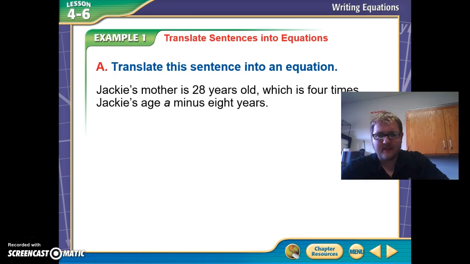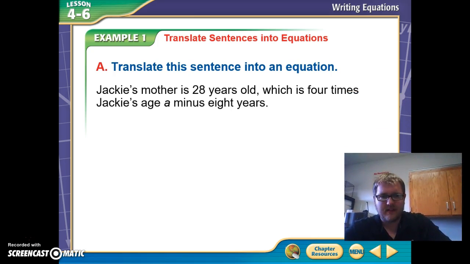So let's look at this example here. We've got Jackie's mother is 28 years old, which is 4 times Jackie's age, which we're calling A. We're using the variable A to represent Jackie's age, minus 8 years. So Jackie's mother is 28. And when we have this "is" here, we're usually going to make that an equals. You see, those are all telling us equals.